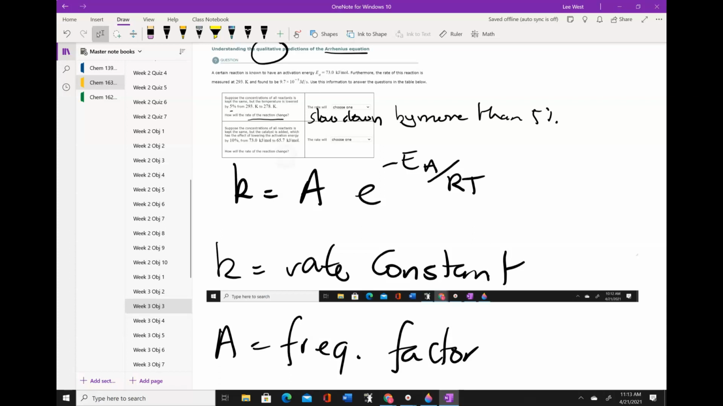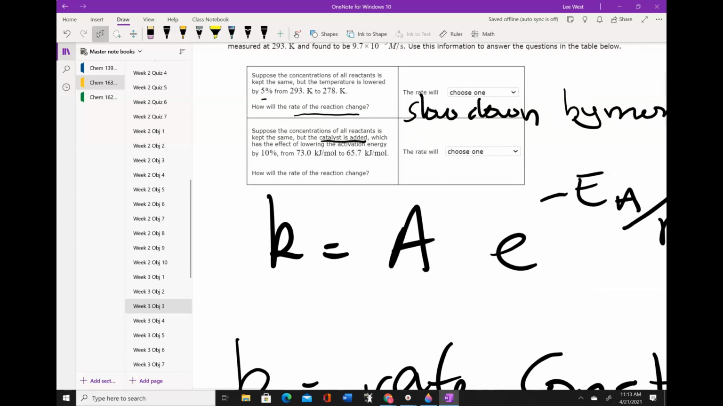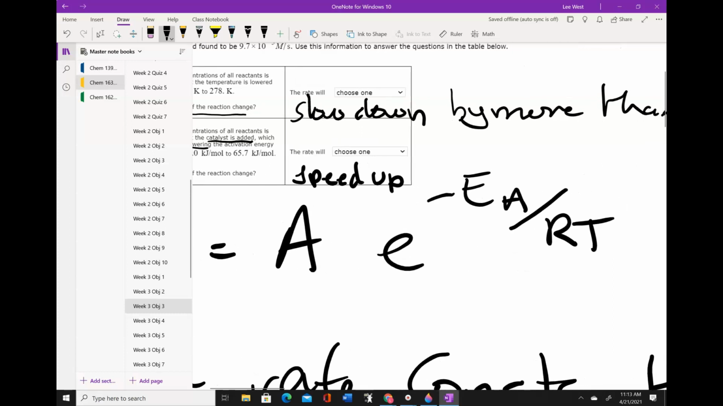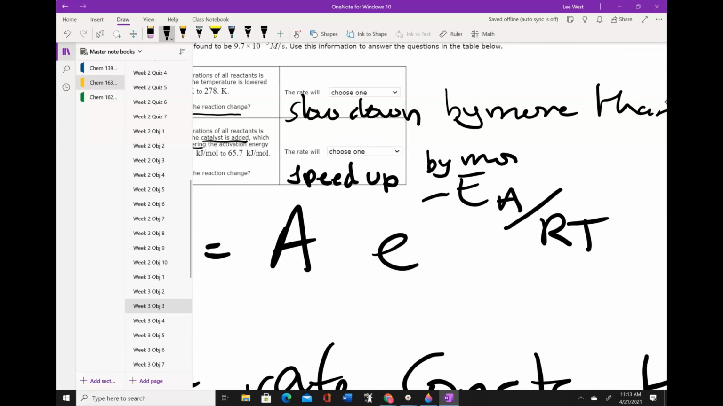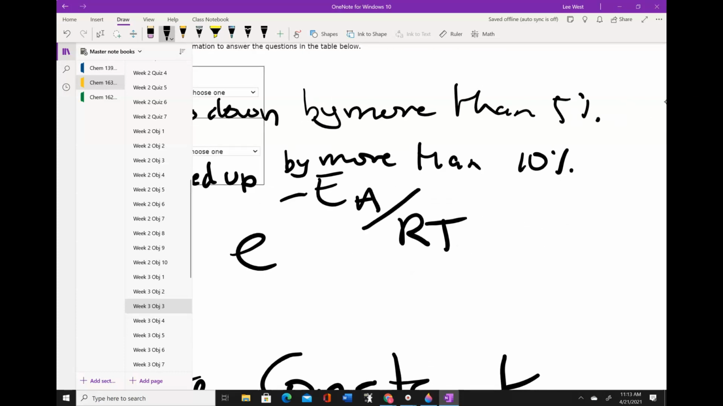So now we have the second part of the problem. It says, suppose the concentrations of all reactants is kept the same, but a catalyst is added. So catalyst doesn't change anything other than the activation energy. Doesn't, for example, change the enthalpy of the reaction, which has the effect of lowering the activation energy. So it's going to go faster. So the reaction will speed up. It lowers the activation energy by 10%, so it's going to speed up by more than 10%, if you want to be exact.